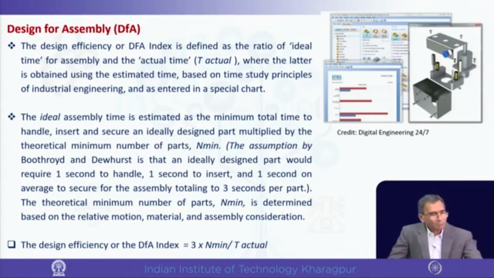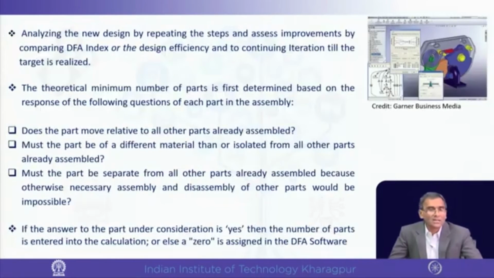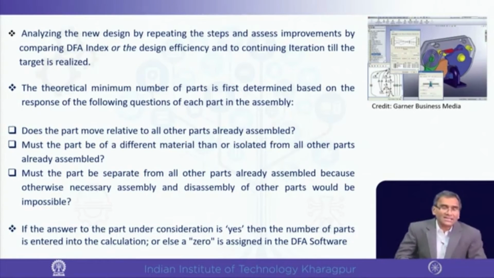So, here 3 multiplied by n minimum, divided by the actual time, gives the indication as to where it is. Now, with the correct assembly, the actual time will go down and the efficiency will increase, that is the objective. Analyzing the new design by repeating the steps, whatever has been discussed, would be done repetitively till perfection is reached. Theoretical number of parts, as I said, is to be discussed.